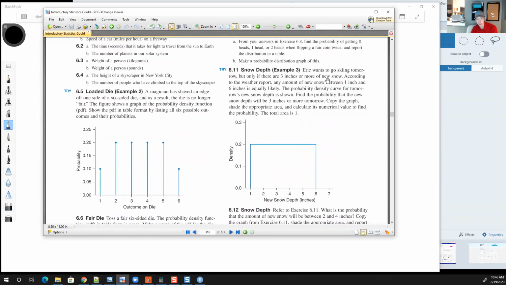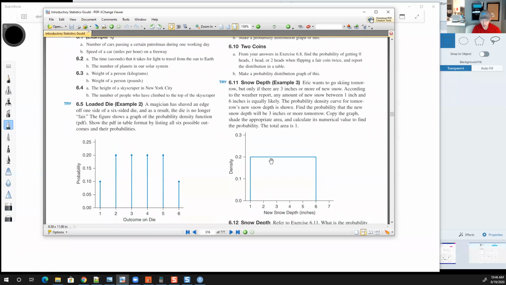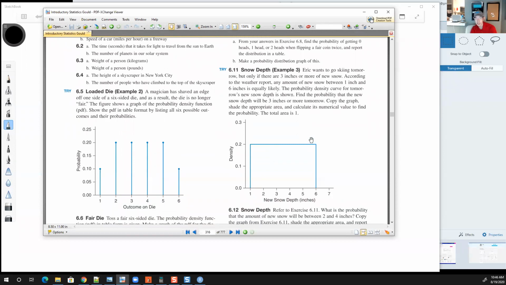All right, it says Eric wants to go skiing tomorrow. I don't know which version of the textbook you're using. This is the one I'm using here. Eric wants to go skiing tomorrow, but only if there are 3 inches or more of snow. According to the weather report, any amount of new snow between 1 inch and 6 inches is equally likely. I don't know what kind of weather report this is, but this is our probability density curve. Find the probability that the new snow depth will be 3 inches or more.